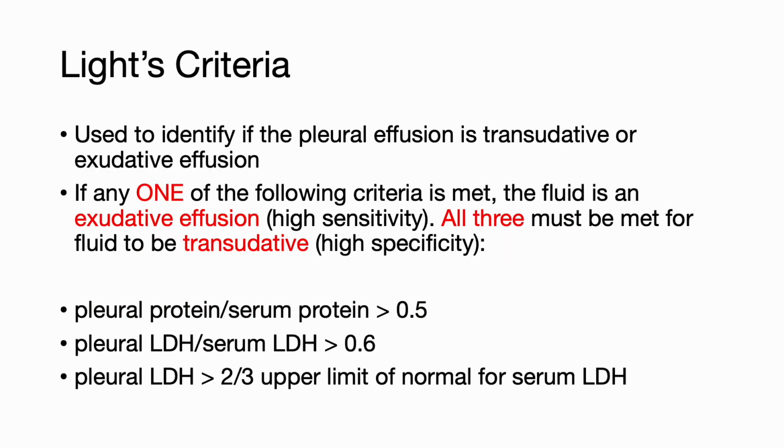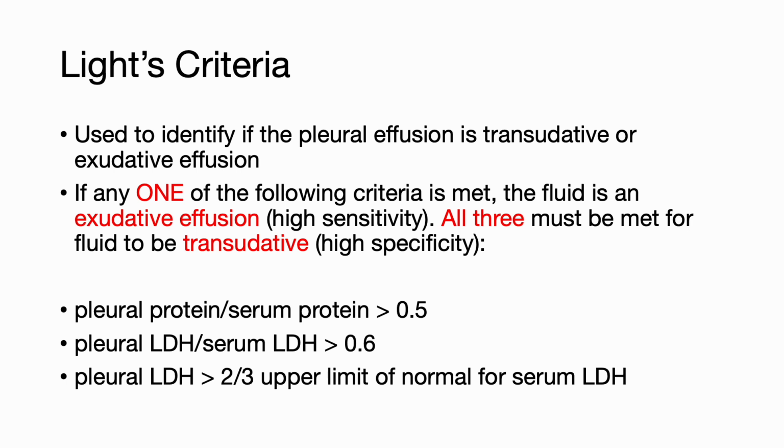Light's criteria is a high-yield criteria to memorize and remember before you take your exam. Light's criteria is used to identify if the pleural effusion is transudative or exudative. If any one of the following criteria is met, the fluid is an exudate. All three must be met for the fluid to be a transudate.